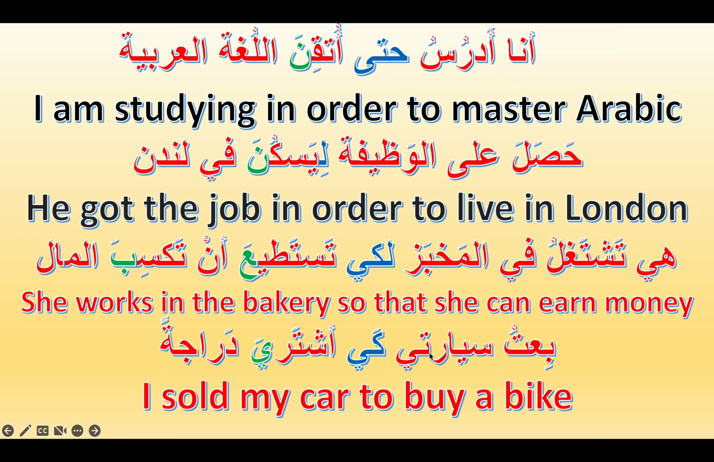بعت سيارتي كي أشتري دراجة. باع is to sell, and يبيع in the present. I've done a video on how to conjugate weak verbs in Form 1, so I'll attach the video also in the description so that you know how to conjugate verbs such as باع. سيارة is car. كي أشتري. So here it can just translate as to buy a bike or in order to buy a bike. And daraja is a bike.